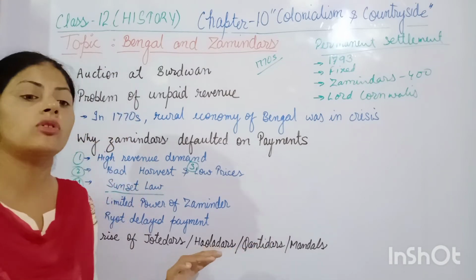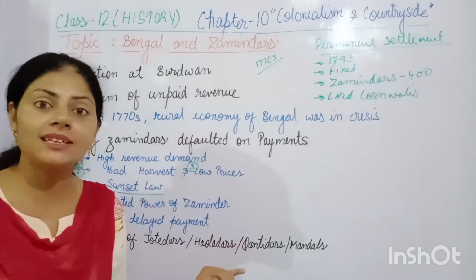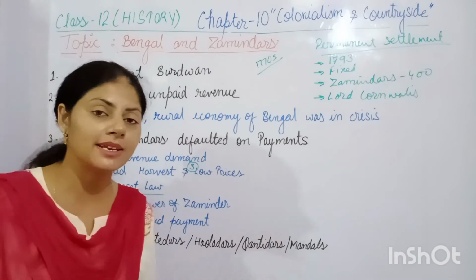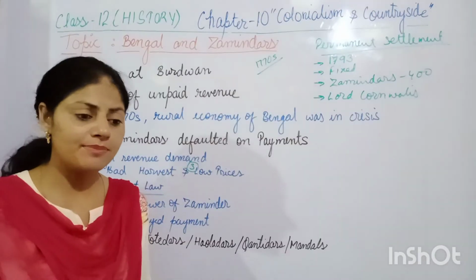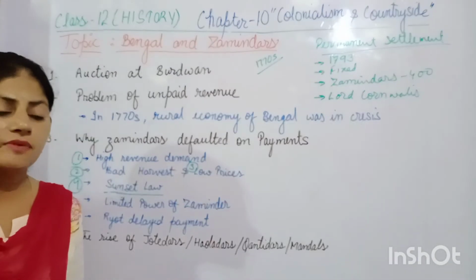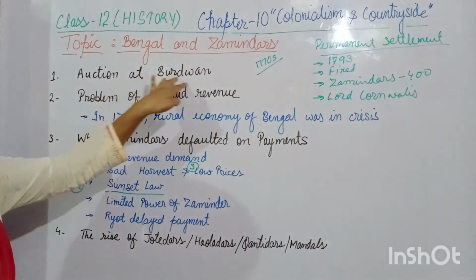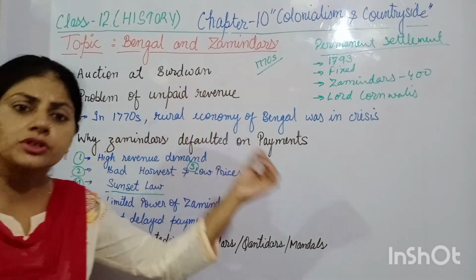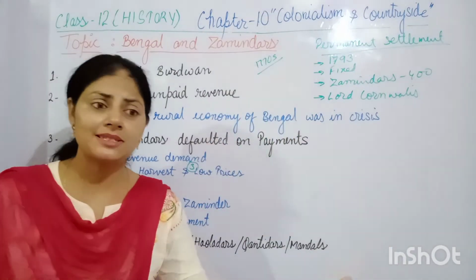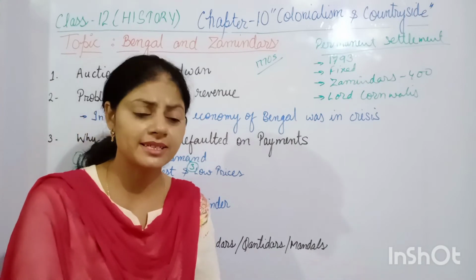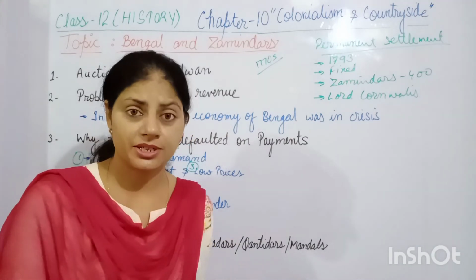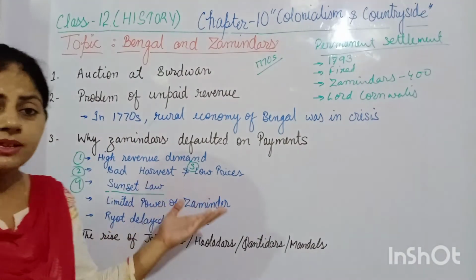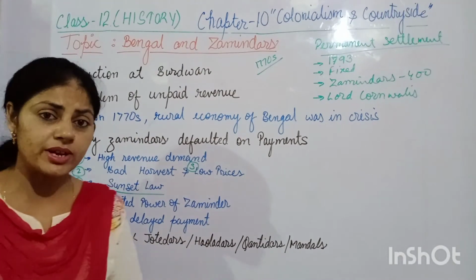Means they will no longer be in charge of collecting the revenue from that particular zamindari area. But what happened most of the time, the zamindar couldn't pay the revenue. This scene, the first auction scene which I told you, was not the only scene. There were a number of scenes like that. More than half of the zamindaris were auctioned, because the Sunset Law was very strict.